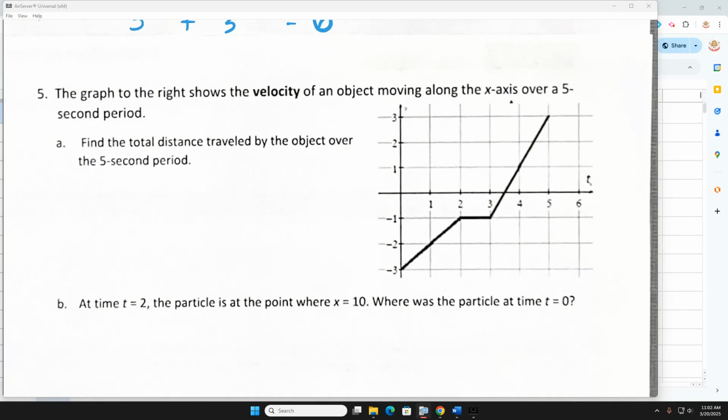All right, so the graph to the right shows the velocity of an object moving along the x-axis for a 5-second period. A wants us to find the total distance traveled by the object over the 5-second period. Okay, and so what I'm going to do, if I do total distance, I am going to find these areas, but am I going to use the negative or the positive for those ones under the x? If I want total distance traveled, we want positive. Good.